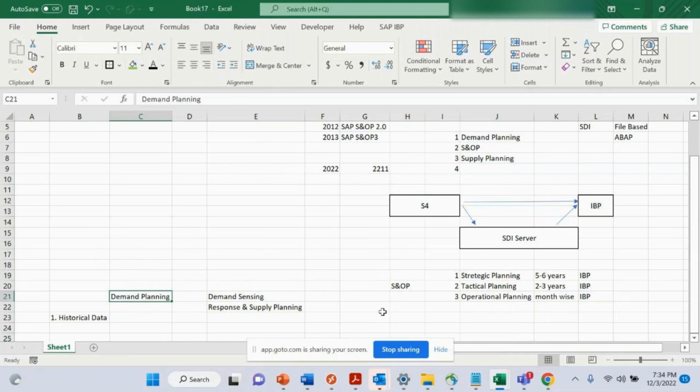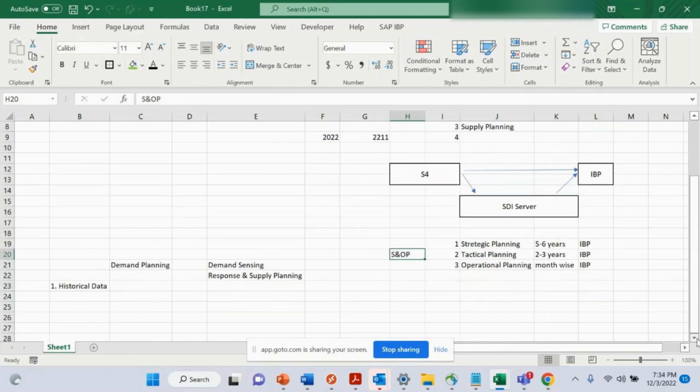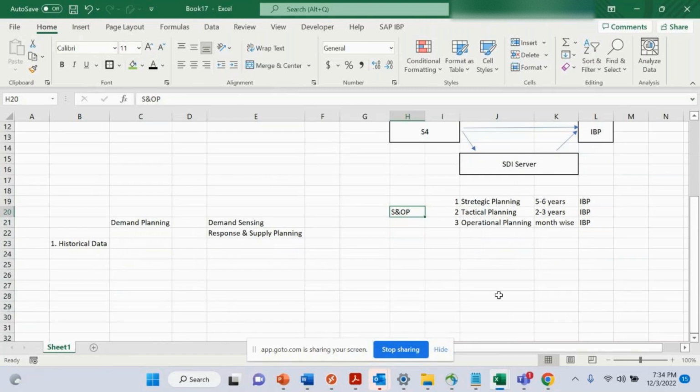Yes, when you buy SNOP, these demand features are also available. They are available, but if we use them, there will be a penalty cost when SAP does the audit. So these all things are there.